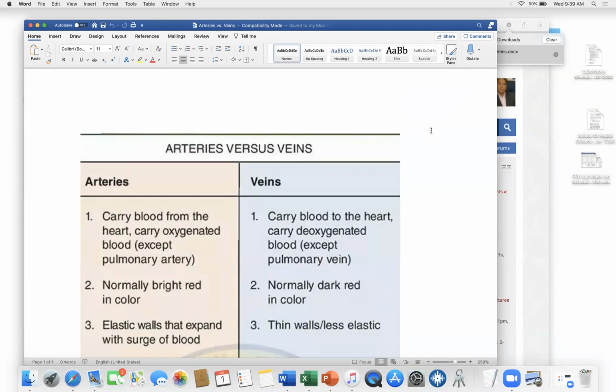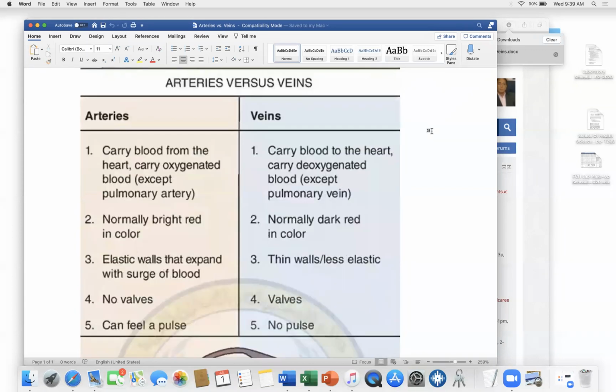We already know arteries typically, with the exception of the pulmonary artery, carry blood away from the heart, and they're usually oxygenated. And remember, the pulmonary system is different because if you recall, the pulmonary artery is blue, right? So that's the exception. They are bright red in color on diagrams. We now saw the actual heart in lab, and there's nothing bright red about anything there. But the oxygenated blood is bright red.